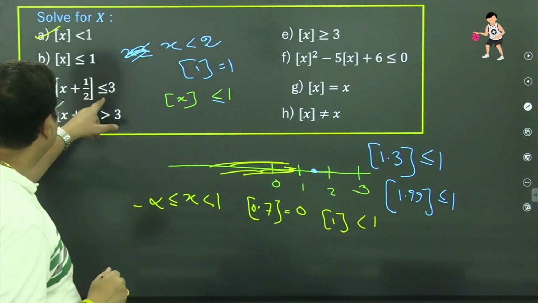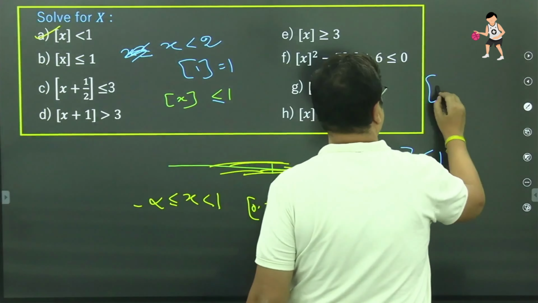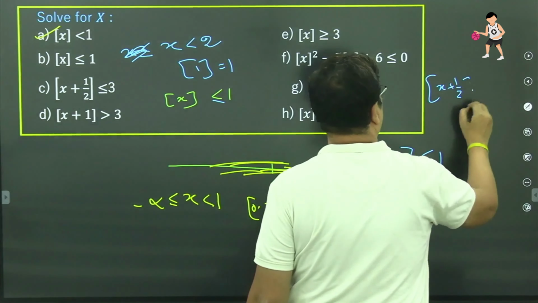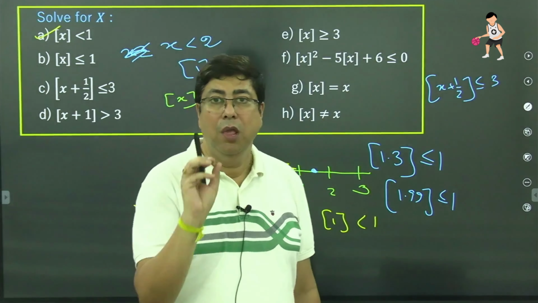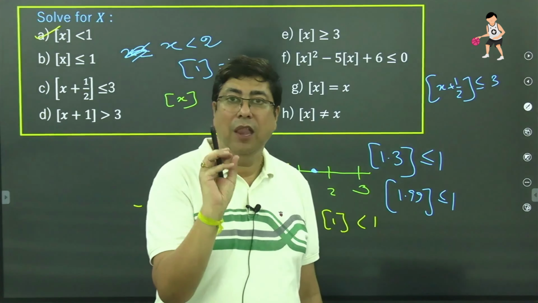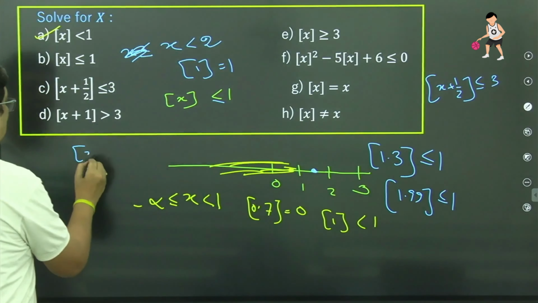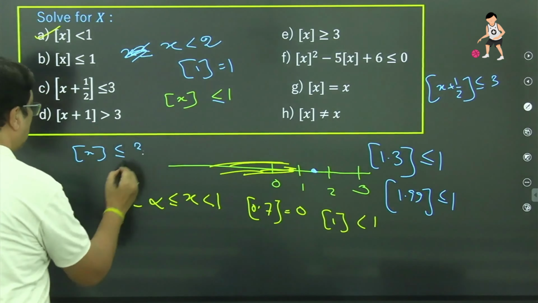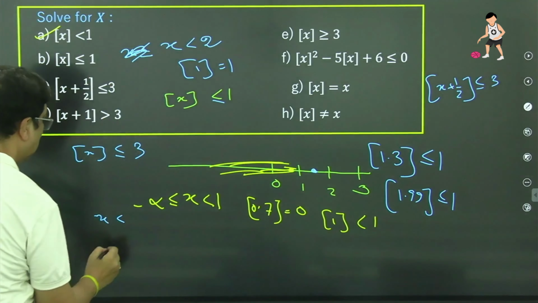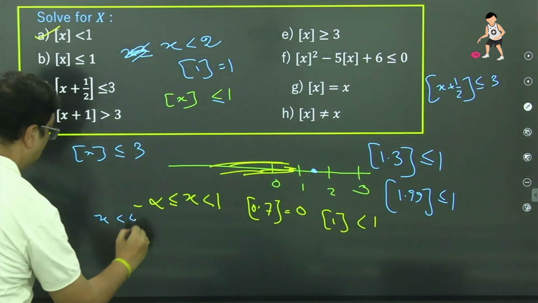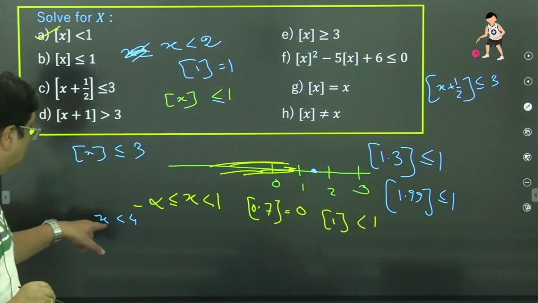Next, let's come to the point. Box of x plus half less than or equal to 3. What to do here? First of all, suppose instead of x plus half you take x. Suppose box of x less than or equal to 3. What would be x? Same thing which you have done. So x less than 4, because 3.7 is also 3. Okay. So x is less than 4.